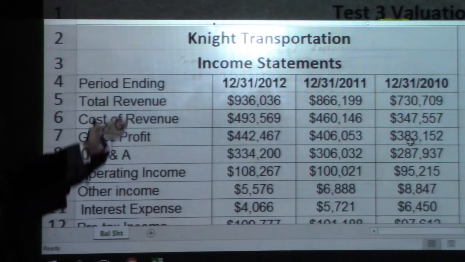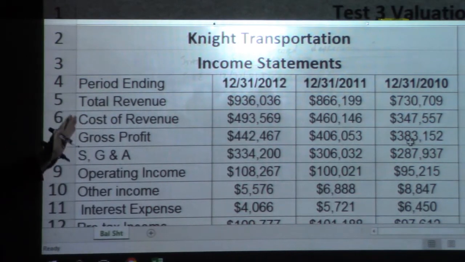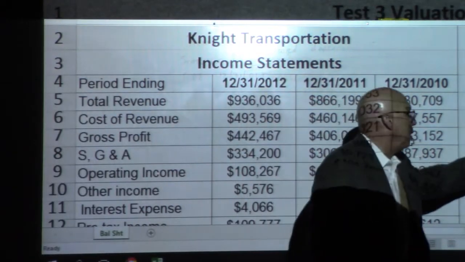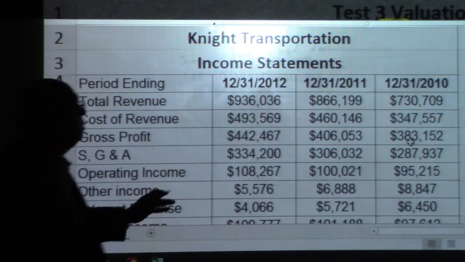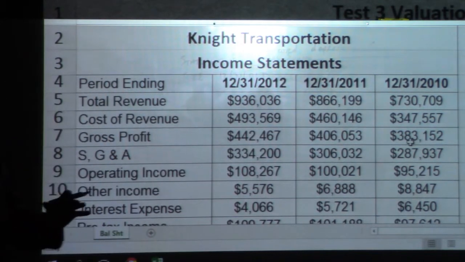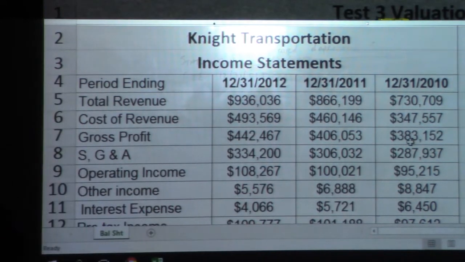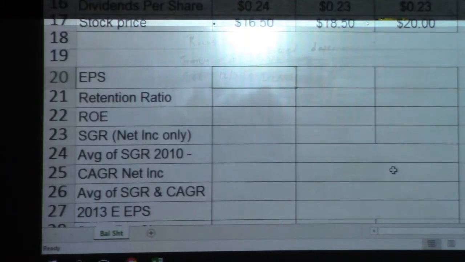And so we're going to use a real company, Knight Transportation Trucking Company, and we've got the income statement here, way over here. We've got the balance sheet, and we're really not going to use the balance sheet for this particular example, but I want to go through and video this for you so you can have it as a reference. So let's scroll down a little bit and let's get to some of the questions.